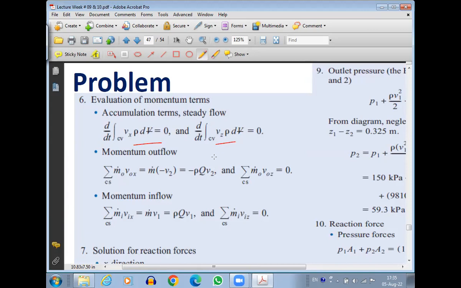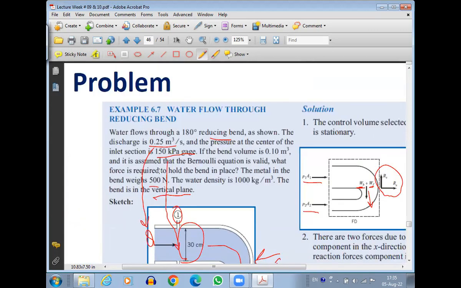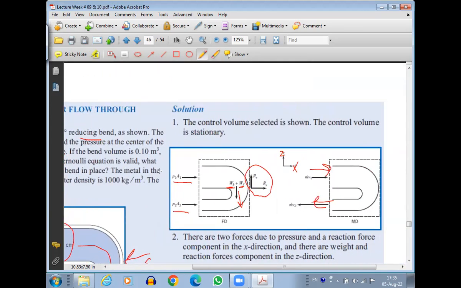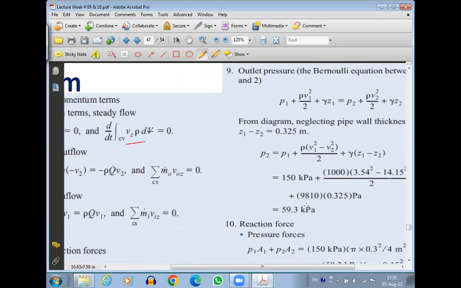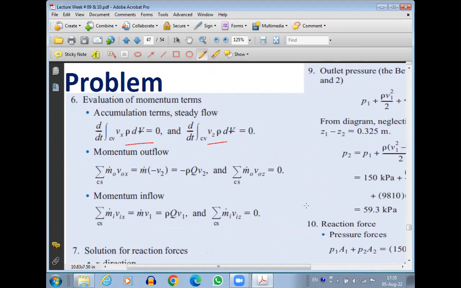Momentum outflow: if I look at this diagram, inflow will be in the positive x direction and outflow will be in the negative x direction. So momentum outflow is in the negative V2 direction, and momentum inflow is in the positive V1 direction. Both are x components. In the z component, there is no inflow or outflow, so the z component is 0.